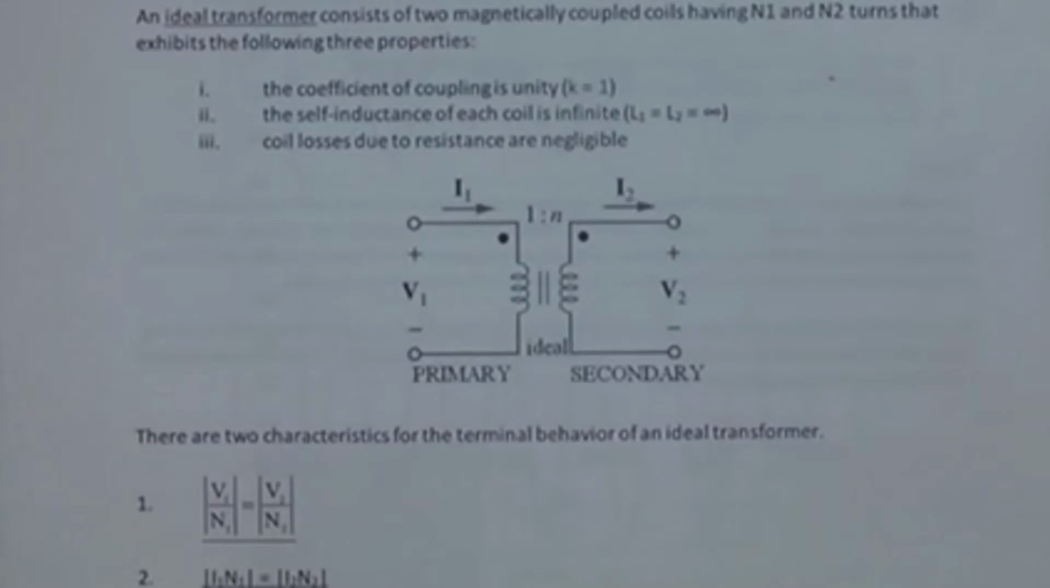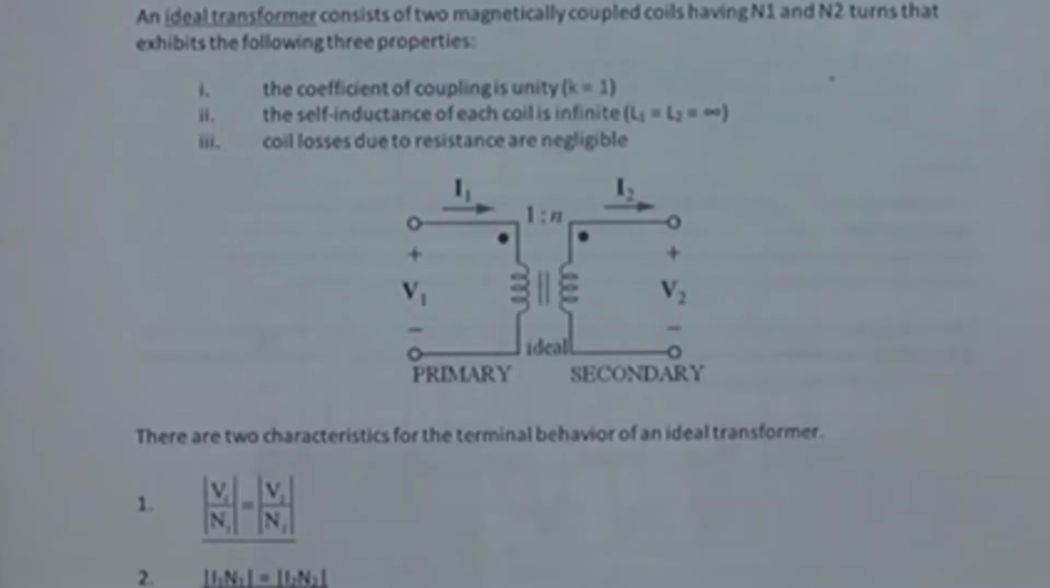So the coefficient of coupling is unity. The self-inductance of each coil is assumed to be infinite, or L1 equals L2 equals infinity. And coil losses due to resistance are negligible. Negligible and infinity are modeling. Obviously, they're not exact. It's just really big numbers or really small numbers.